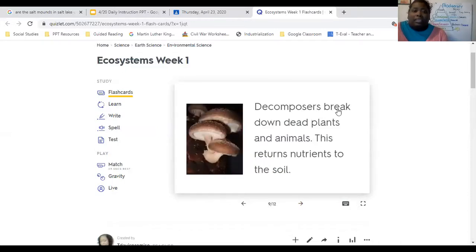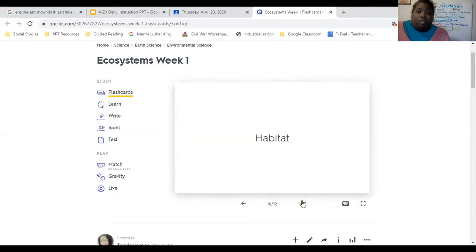Decomposer. A decomposer breaks down dead plants and animals. This returns nutrients to the soil. And that's what we were talking about up here, how the decomposer will take that dead or decaying matter from an animal. And as it breaks it down, it's reabsorbed through the soil, and the energy goes through the energy pyramid again.